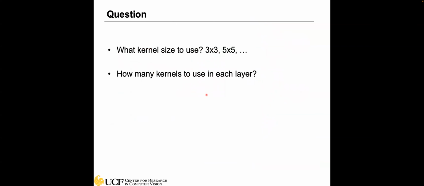So here I have 2 questions. One is, what kernel size to use, right? In the previous example, we used a 3x3 kernel size. Of course, you can specify other sizes, for example 5x5, maybe 7x7, and you can even go larger, like 12x12. The other question is how many kernels to use in each layer, right? When you are building a deep neural network, in each convolutional layer you have to specify how many kernels or how many filters you want to use. So how do we come up with these different choices?